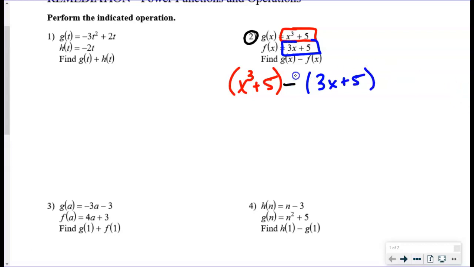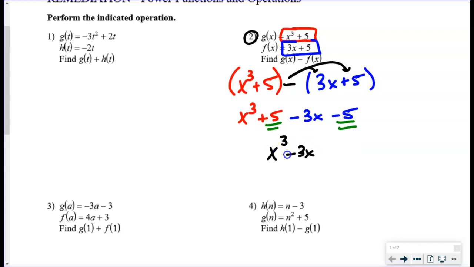Just like back in poly operations, it is best if you distribute the subtraction sign to the second poly, and you just get a new problem that you can simplify. So x to the third plus 5, and then this becomes a minus 3x and a minus 5. This back number is the crucial error that kids keep making. When you simplify, positive 5 and negative 5 combine to nothing. So your final answer, in standard form, would be x to the third minus 3x, and you don't have to say plus 0 because that's weird.